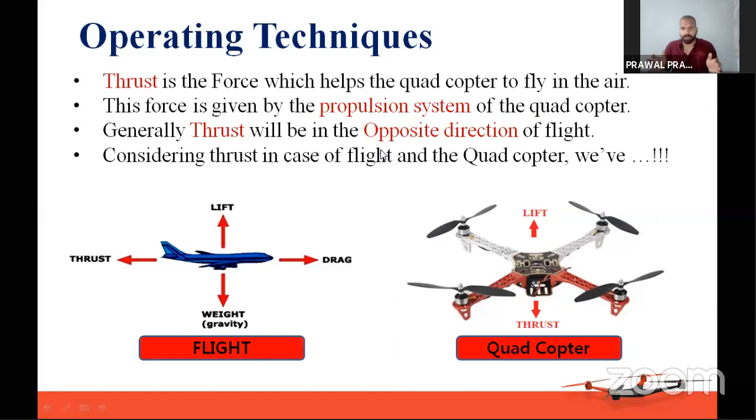Same case with a quadcopter. Air is being pushed down. That is working as a thrust, and then the quadcopter is going up. That is called lift. So in case of an airplane, all the four forces are acting in different directions. But in case of a quadcopter, there are only two directions mostly. The thrust and weight is acting down. Drag and lift is acting up. That's how the forces are working in case of a quadcopter.